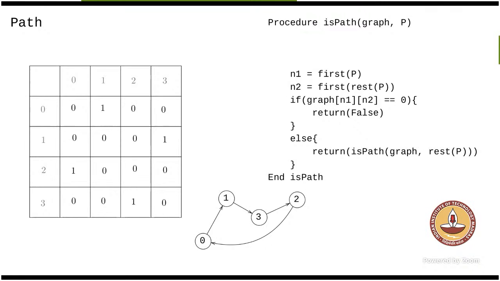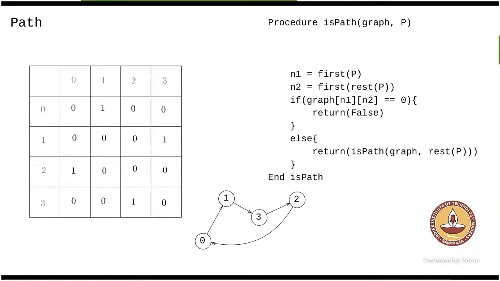All journeys start with the first step, as they say. So you have made the transition from N1 to N2. Now you are standing at N2. You don't need N1 any longer. So you call is path from graph on rest of P. Correct? So the recursive part is clear, I hope, to all of you. If not, please stop me.